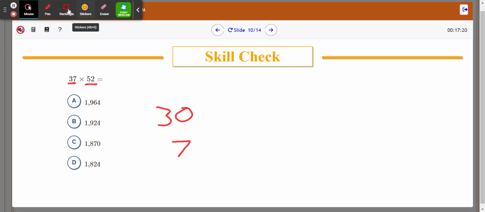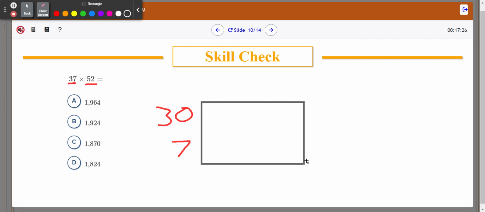So let me set that up real fast. I'm going to make a little grid. So I got 30 and I got 7. Okay, so let's do the other number, shall we? So looking at 52, I'm going to break it apart. So 2 is in the one spot, which means its value is 2. And 5 is in the 10 spot, which means its value is 50. So now I've set up my grid. I've broken them apart into their different place values.